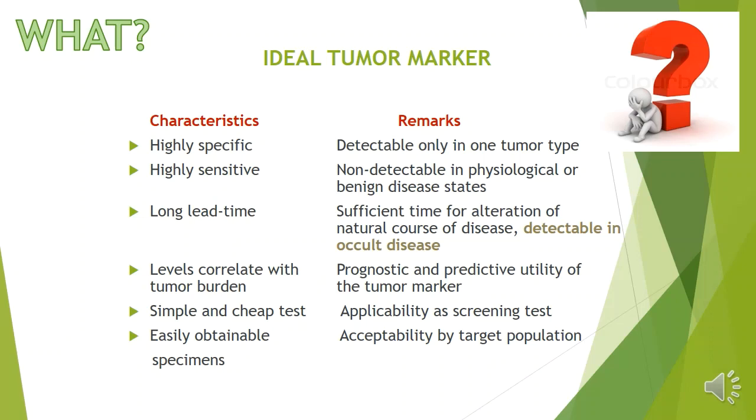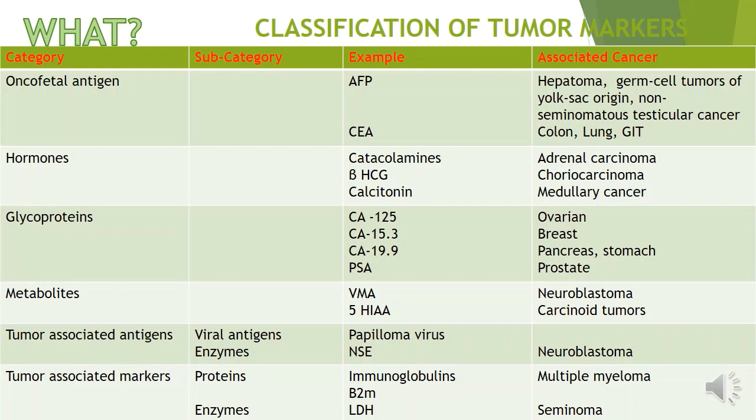And next, easily obtainable specimen. Best is blood specimen, urine specimen. This kind of specimen is very easily accessible, so you can easily collect the specimen. So these are the ideal characteristics of the tumor marker. Now these are the classifications. In different ways you can classify, but this is just an example.